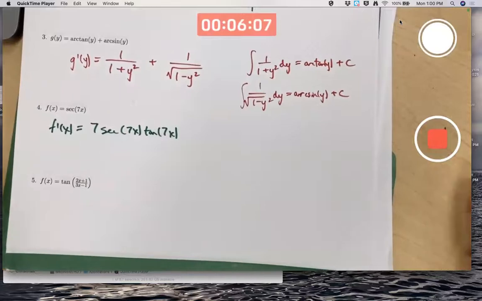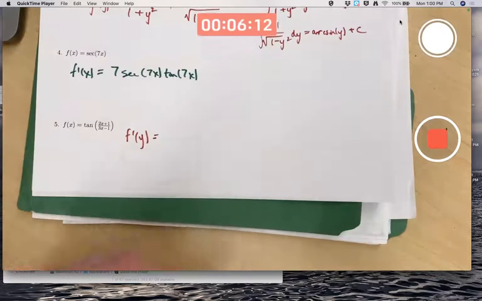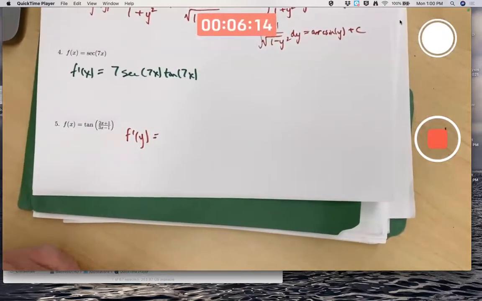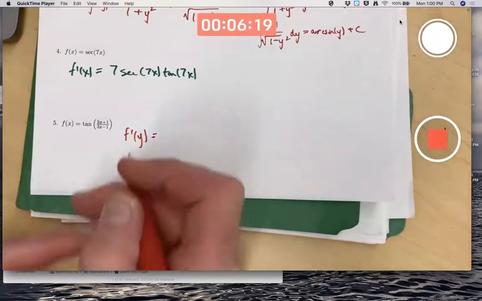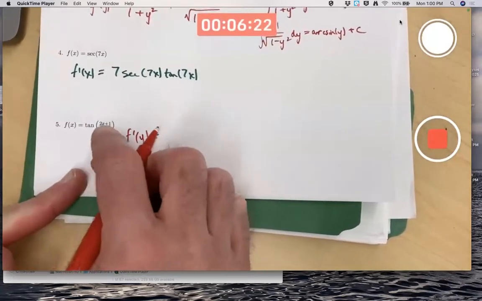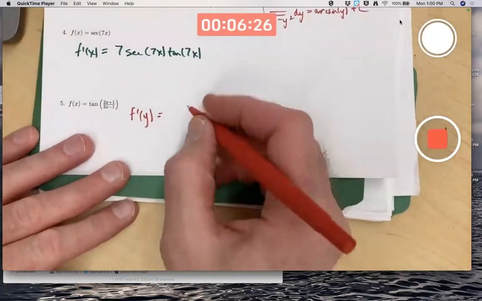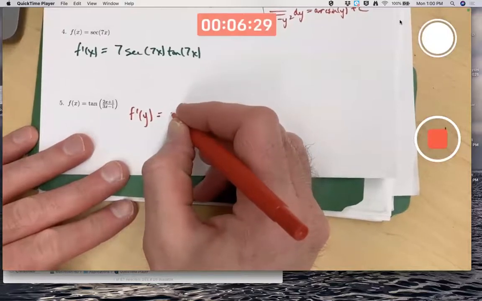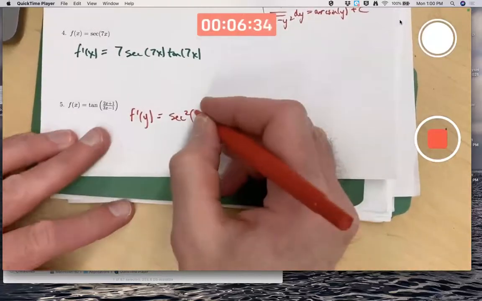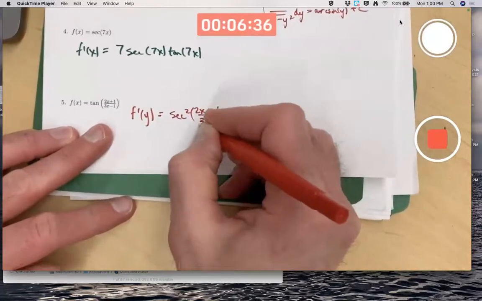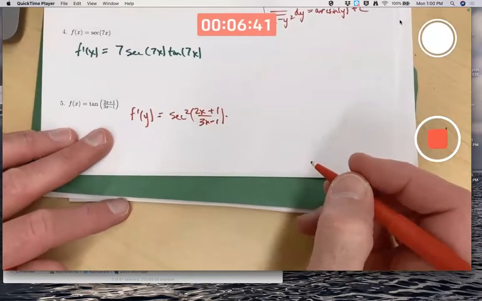And the last one, maybe the trickiest one, you're going to need the fact that the derivative of tangent is secant squared. You'll need the chain rule and the quotient rule because you got a quotient inside there. This quotient is the inside function for the chain rule. The chain rule says take the derivative of the outside function, which is the tangent function, to get secant squared. But then plug in the inside function, 2x plus 1 over 3x minus 1, but then multiply times the derivative of that inside function.